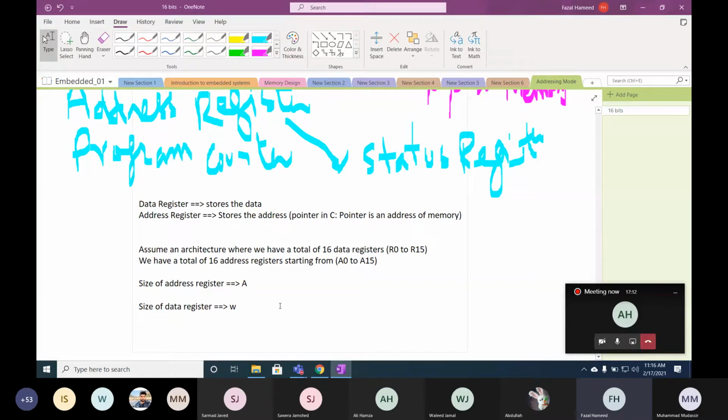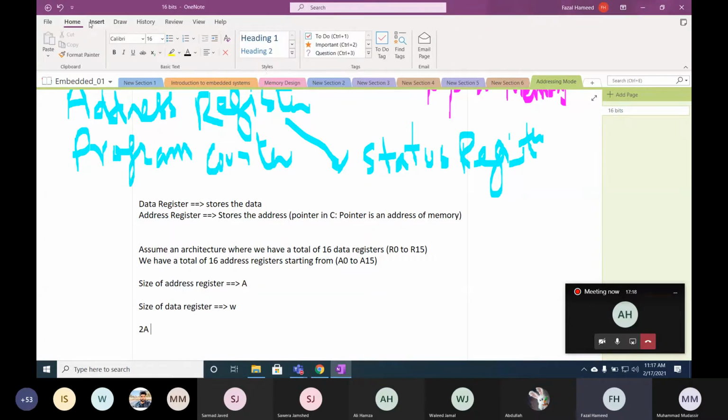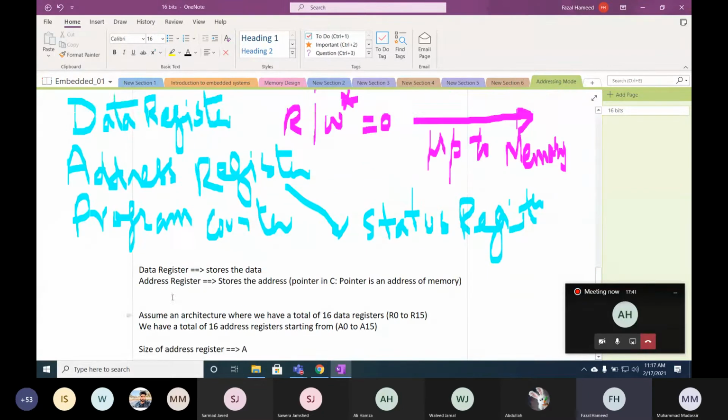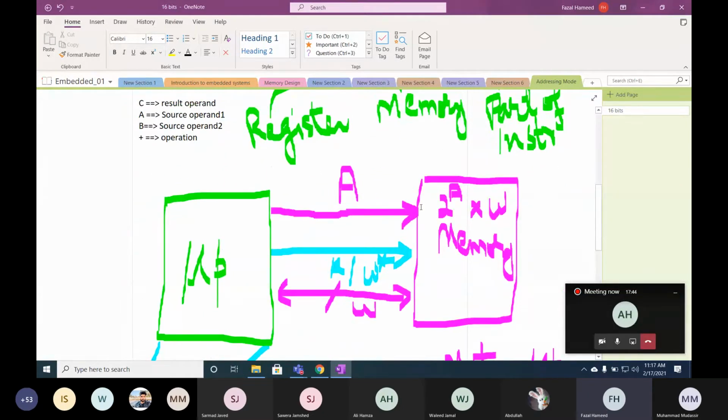Actually, the confusion you have is about this 2 raised to power A. I told you about addressable locations, so do not mix it up with the address size. The size of the address register is A. Actually, the microprocessor gives an address of size A, but you have to respond to 2 raised to power A address locations, and I also gave an example in the first class.